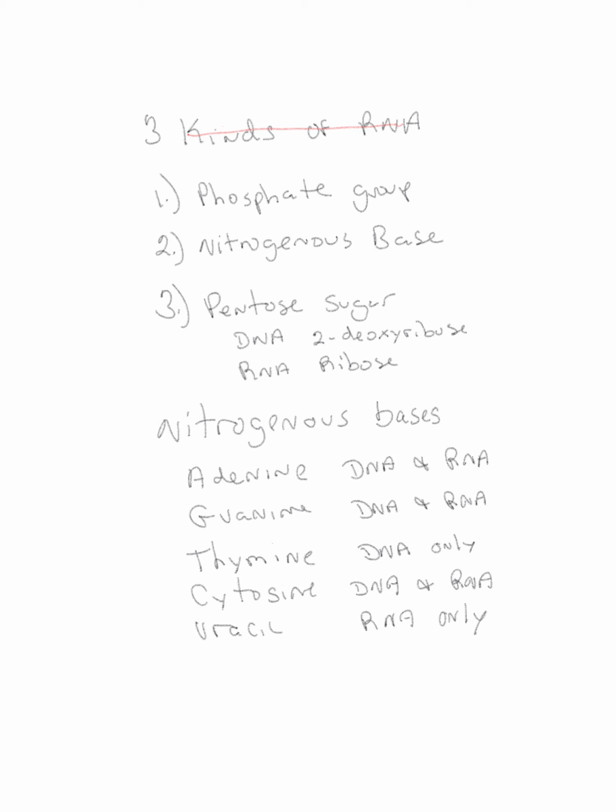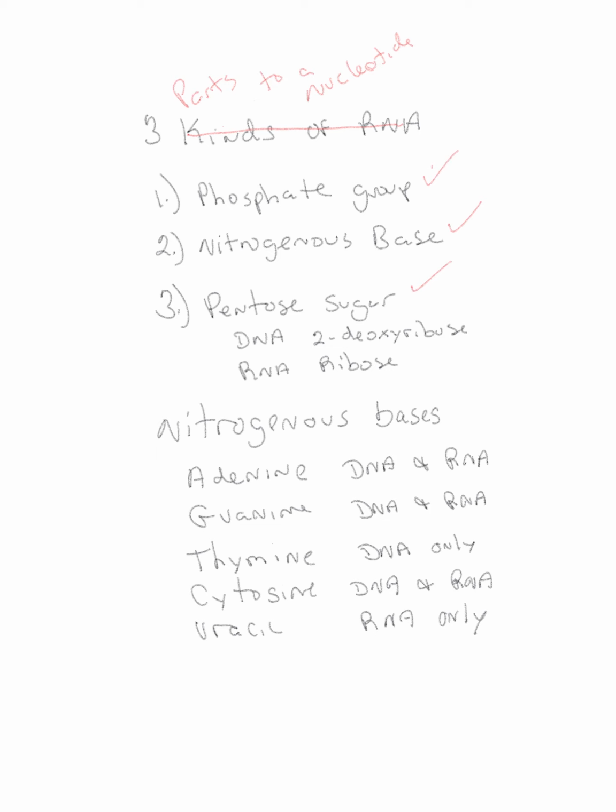All right, so there's 3 parts to a nucleotide: a phosphate group, a nitrogenous base, and a pentose sugar, which we already talked about. But the pentose sugar in DNA is 2-deoxyribose, and the pentose sugar in RNA is ribose.